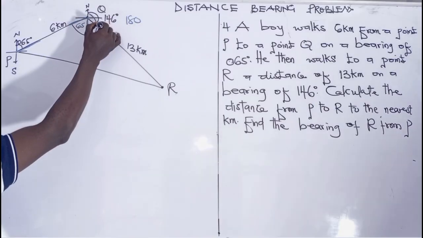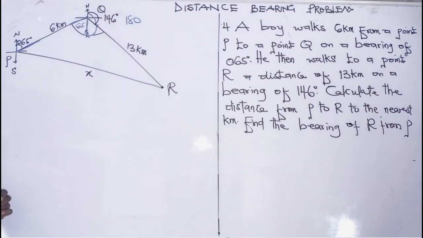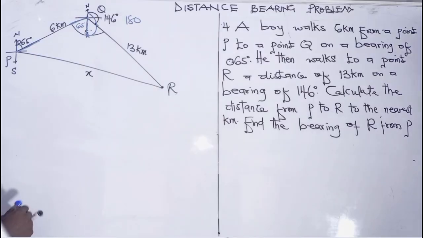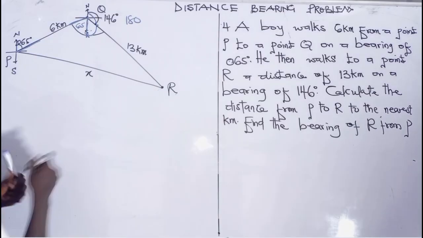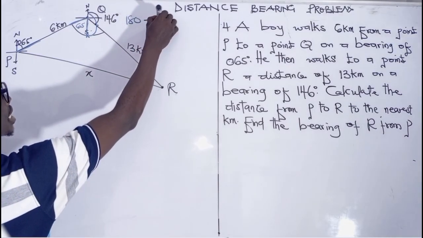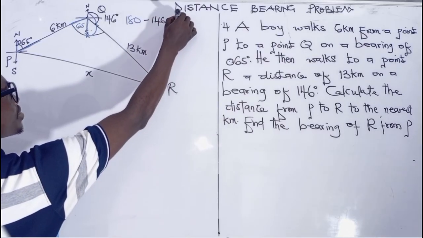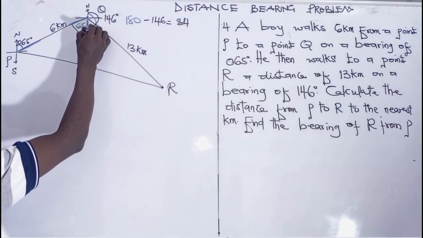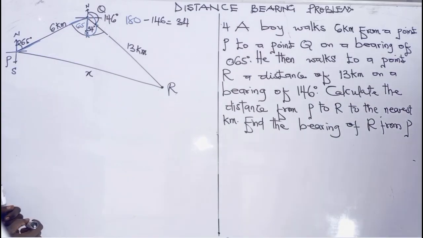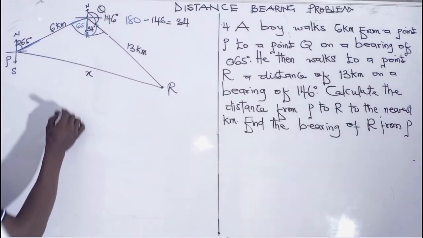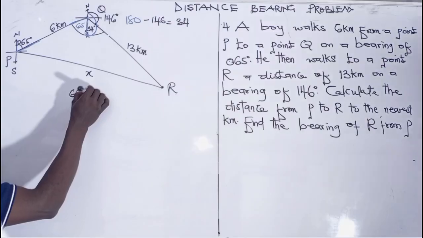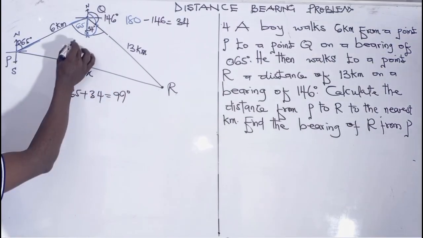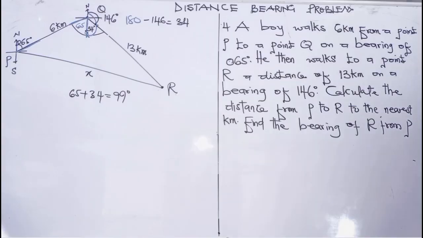So from the north to this terminal is what? 146. So to find this small angle, we are just going to subtract 146 from what? 180. And that's going to give us what? 34. So this angle is 34 degrees. Now let's sum these two angles together. So we have 65 plus 34, that gives us 99 degrees. So the transit angle is 99 degrees.